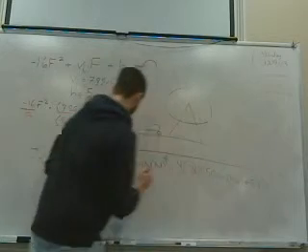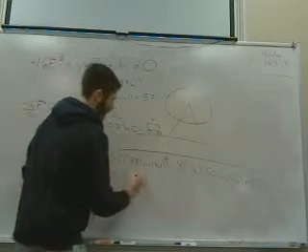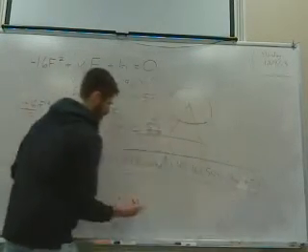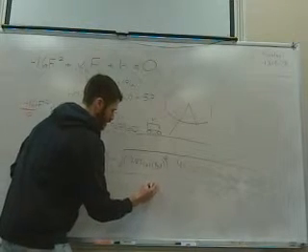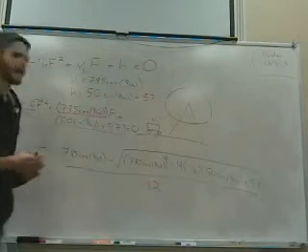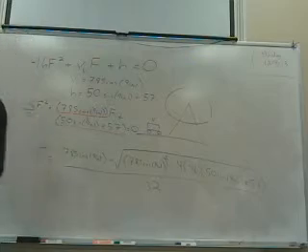All over 2a, which I can just simplify to negative 32. Whew, that was monstrous, huh? Can you guys all see that?